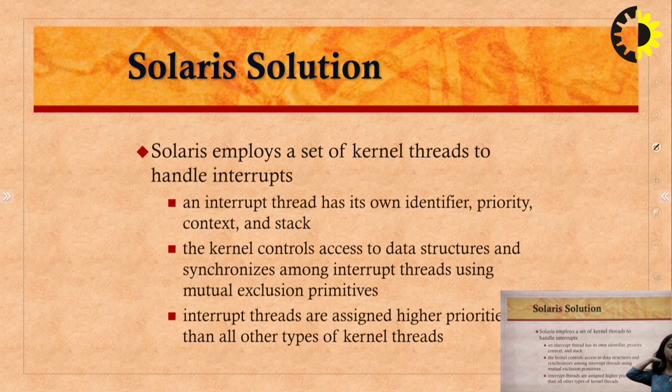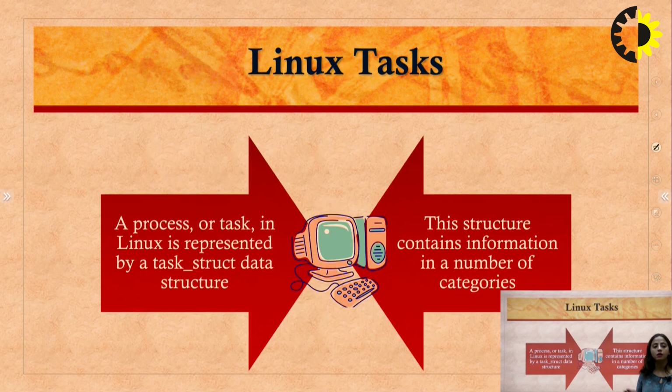What is the solution for Solaris? Solaris employs a set of kernel threads to handle interrupts. An interrupt thread has its own identifier, priority, context, and a stack. The kernel controls access to data structures and synchronizes among interrupt threads using mutual exclusion primitives. Interrupt threads are assigned higher priorities than all other types of kernel threads.